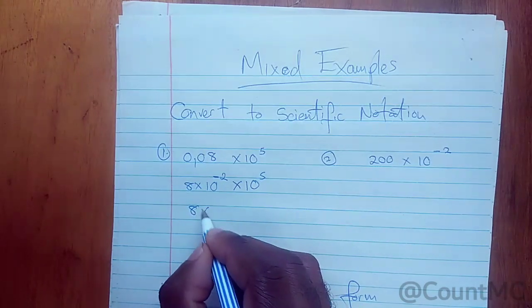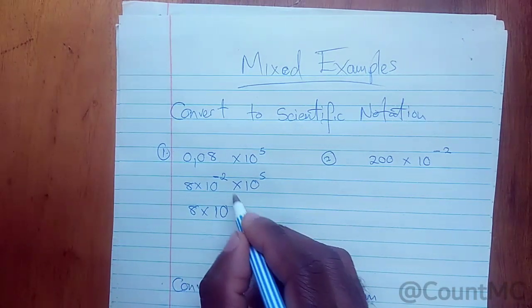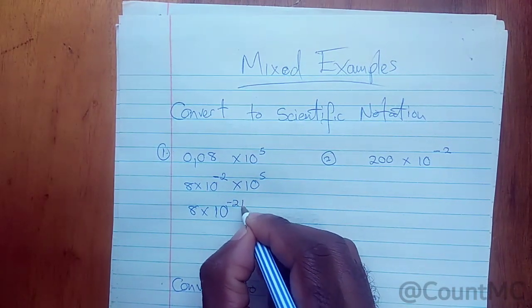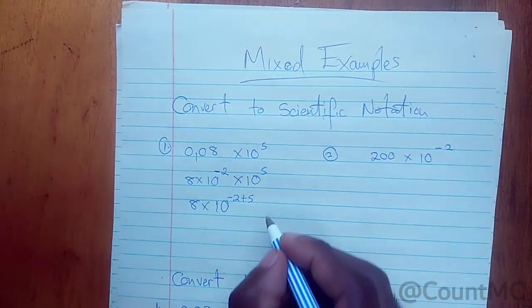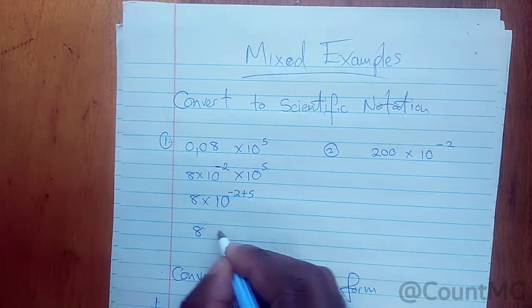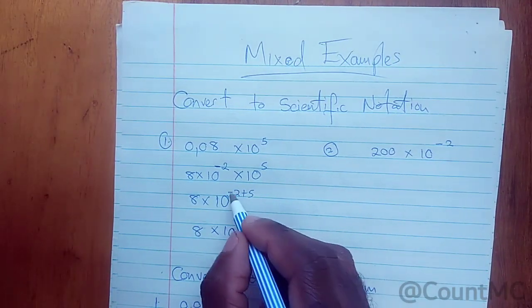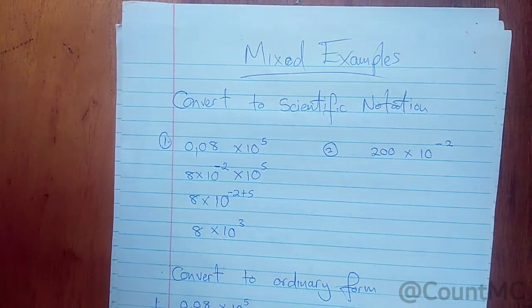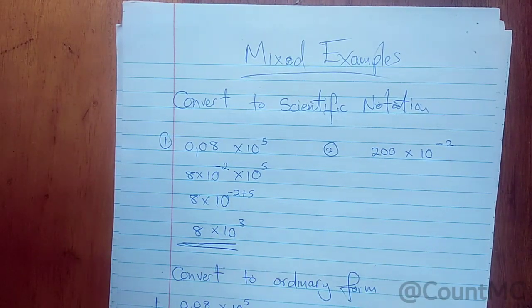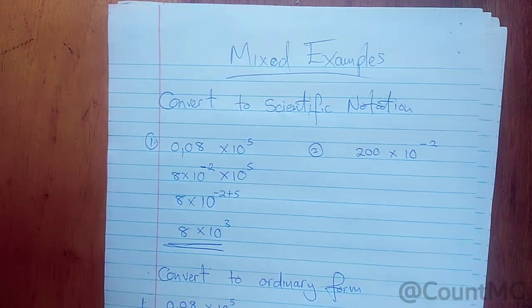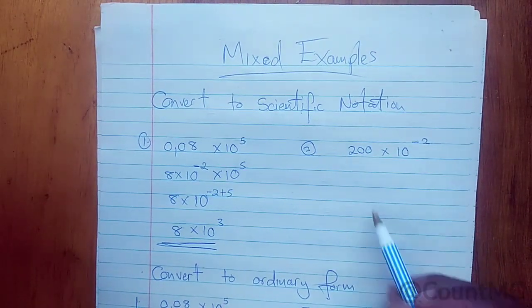Now, this will be 8 times, the bases are the same, so you add the powers. Minus 2 plus 5. And this will be 8 times 10 to the power 5 minus 2, which is 3. So we've converted this to scientific notation. Let's do the other one.